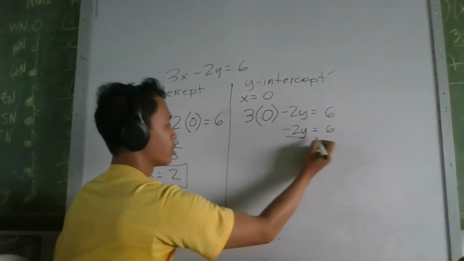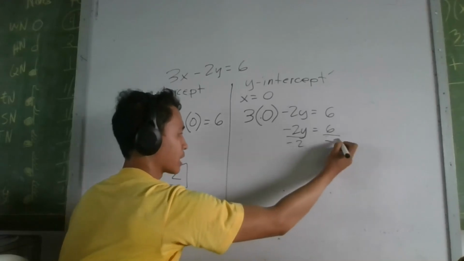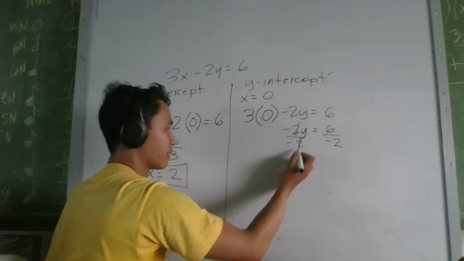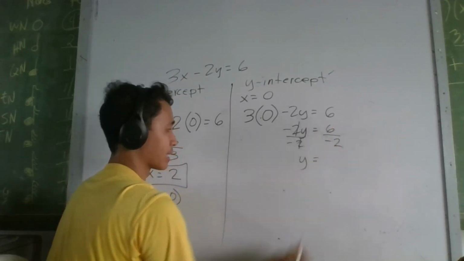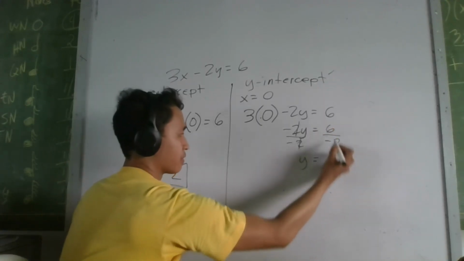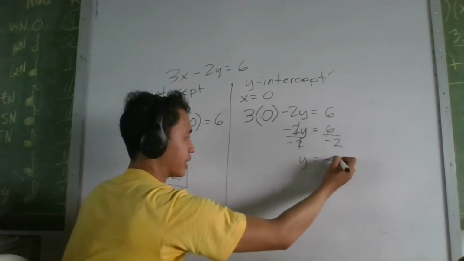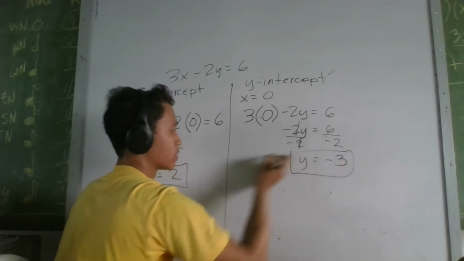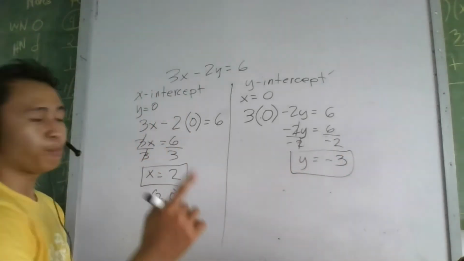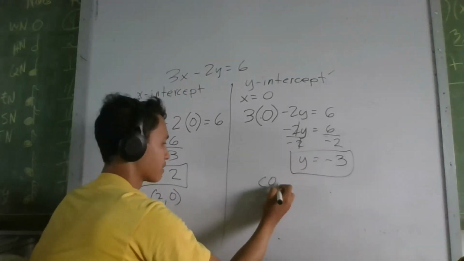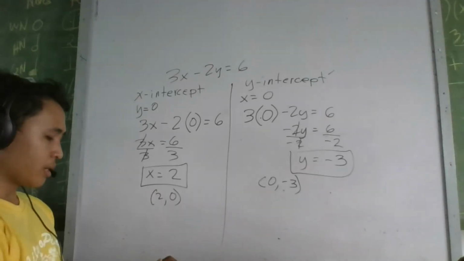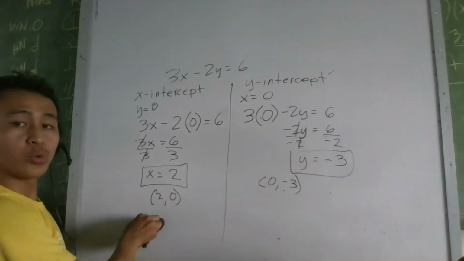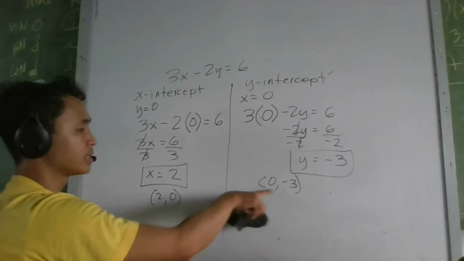Then divide both side by negative 2. Again, bakit negative 2? Para makancel yung negative 2. Yung matitira is y. And that would be positive divide negative is negative. Negative 6 divide 3, 6 divide 2 is 3. So therefore, y equals to negative 3. Ano yung point natin or ordered pair? That is 0, negative 3. Okay? So we now have 2 points. 2, 0 and 0, negative 3.